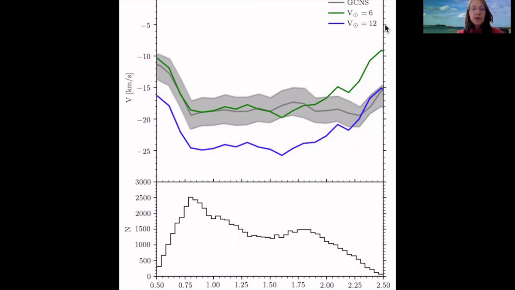Now we change the velocity of the sun in the simulation, and we obtain the green curve where the sun velocity is 6 km per second. And now the simulation is well in agreement with the data. So it shows that we have to review the sun velocity with regard to the nearby stars, and the value of 6 km per second is a much better fit than previously thought.